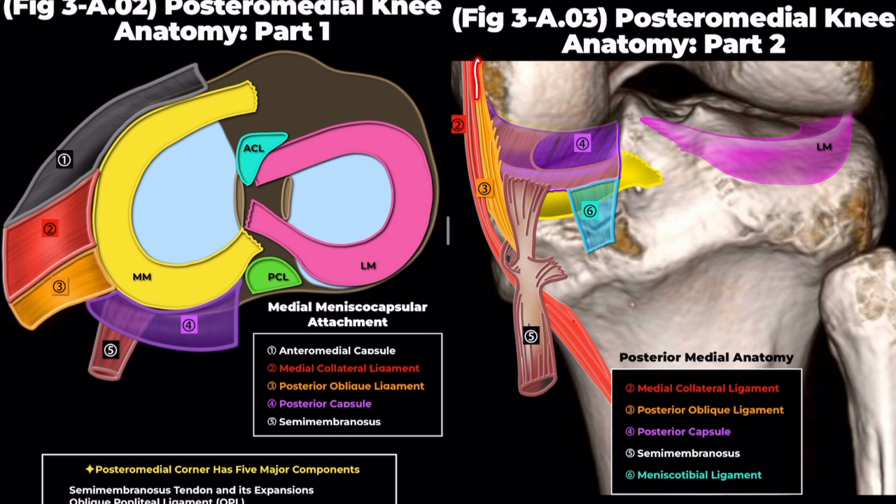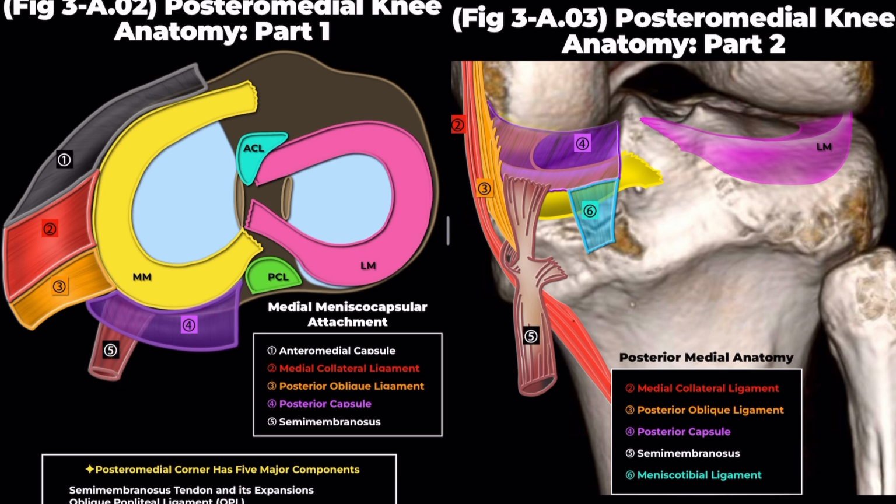The posterior oblique ligament is highlighted in orange. The meniscocapsular ligament and the posterior capsule are purple. The meniscotibial ligament is aqua-colored. The semimembranosus tendon and its expansions are brown.